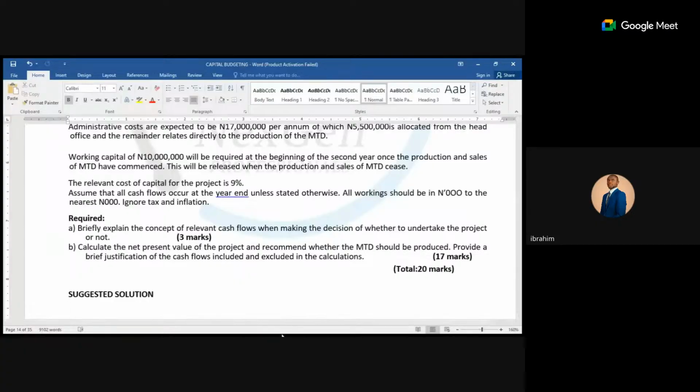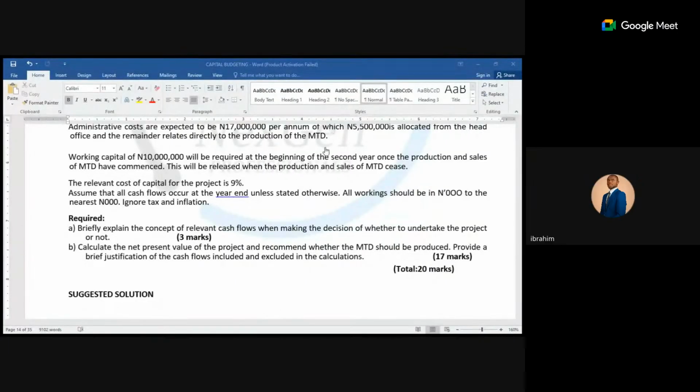Okay, thank you. So I don't need to explain anything from this A, 3 marks, right? Briefly explain the concept of relevant cash flow. A cash flow that is relevant for the project, right? Then you can talk about some costs, committed costs. It's 3 marks. You talk about all those things. So that is the explanation there, 3 marks. So calculate the NPV of the project and recommend whether the MTD should be produced. So meaning that this is a capital investment project.